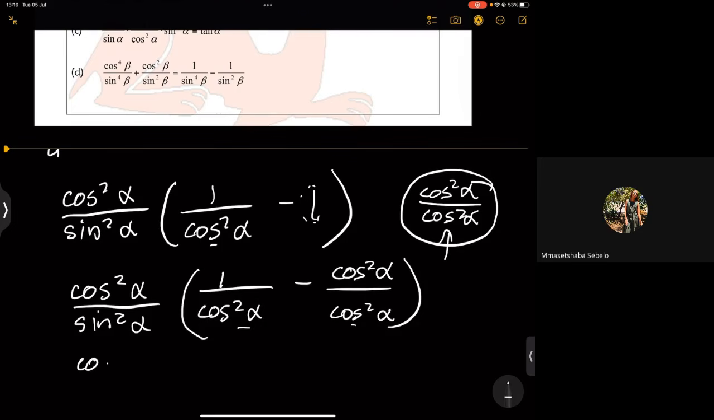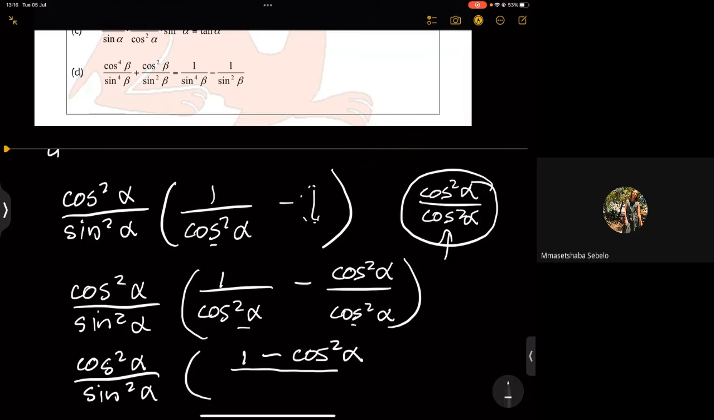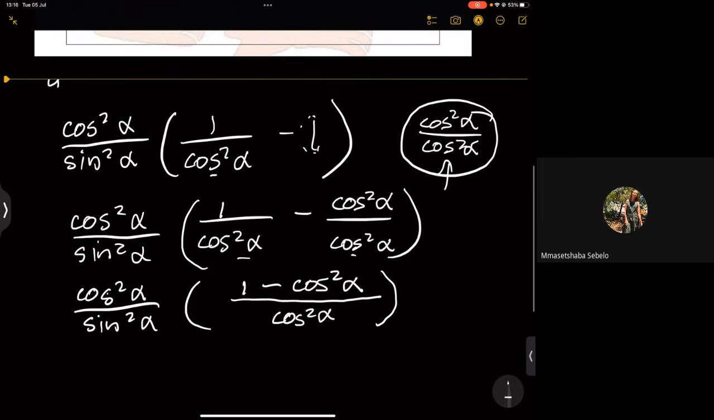So I've got cos squared of alpha over sine squared of alpha. Now, in the bracket, what do I have? I've got 1 minus cos squared of alpha divided by, now I can add the numerators together because my denominator is the same. So that's cos squared of alpha. All right. Are we all together so far? Yes, sir. Beautiful stuff.